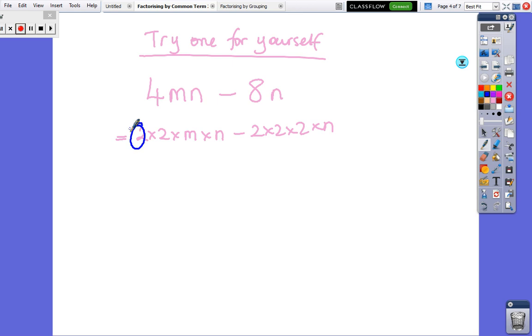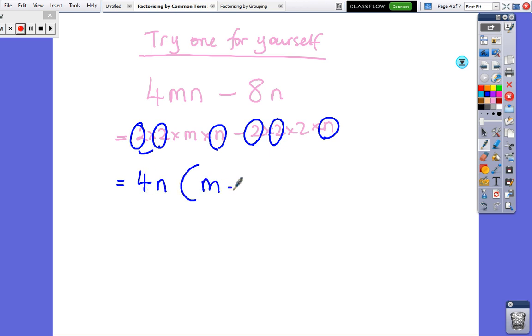So there's a 2, another 2, another 2. There's no more numbers in the first, so I can't circle anything else, but I can circle the letter n. Okay, and so your final answer, I'll just make that 2 times 2 is 4n bracket m minus 2. And that's your answer. Copy that down, and when you're ready, come to the next slide.